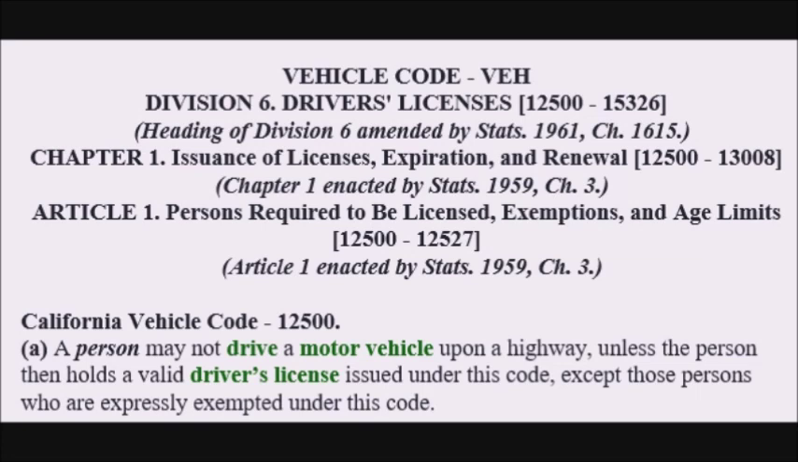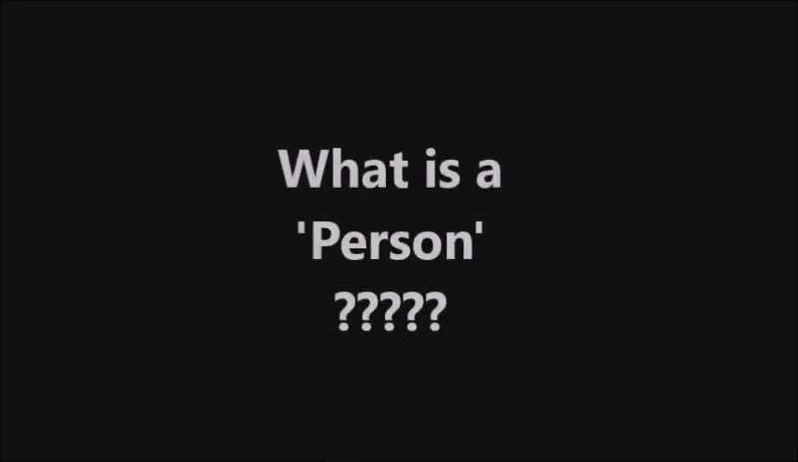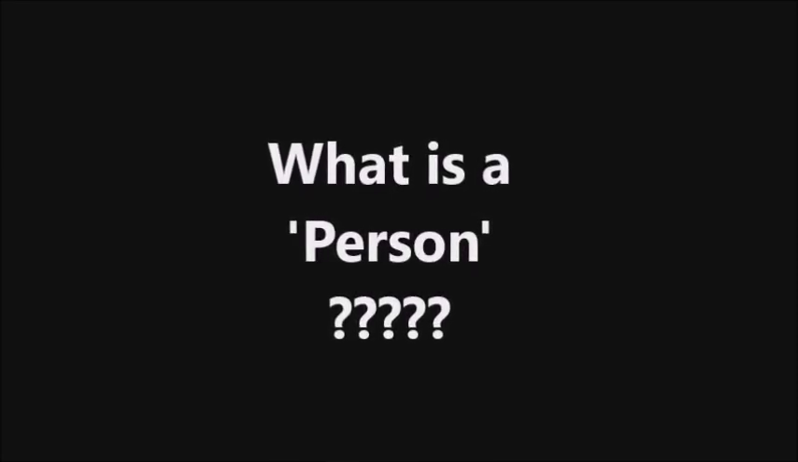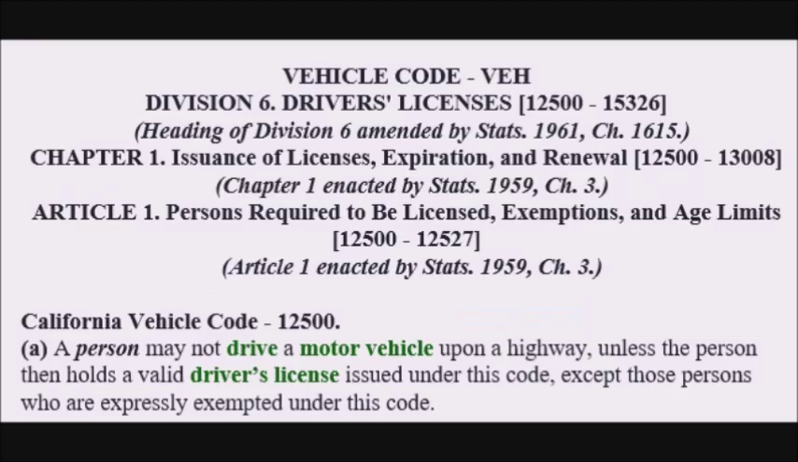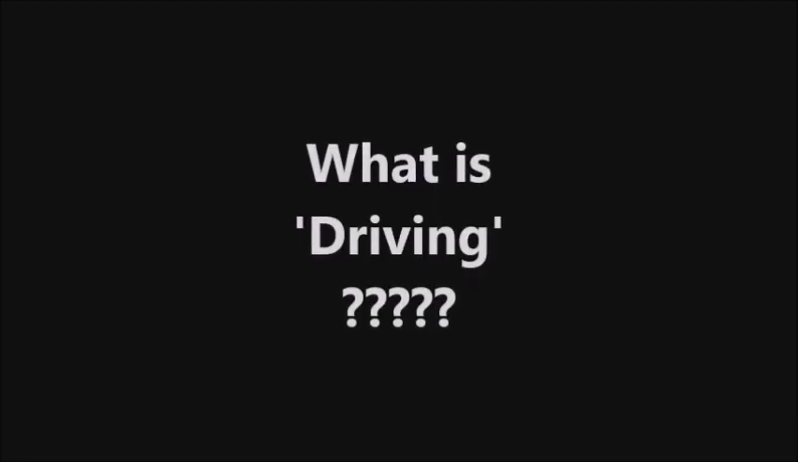The California Vehicle Code 12,500A. A person. What is the definition of a person according to the United States Codes of Law? The word person and whoever include corporations, companies, associations, firms, partnerships, societies, and joint stock companies, as well as individuals. May not drive. What is driving?